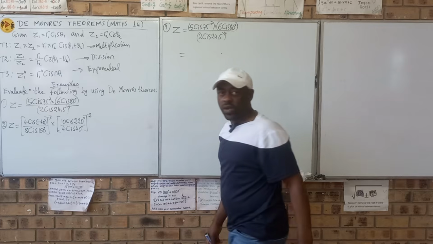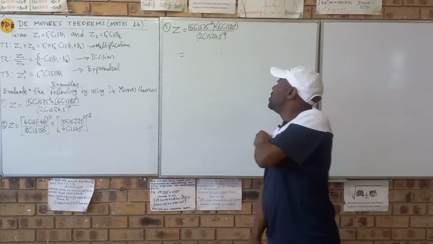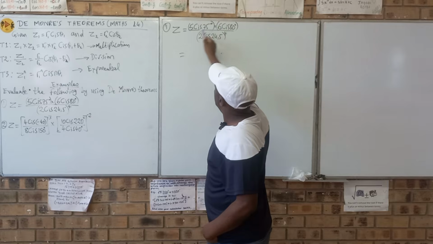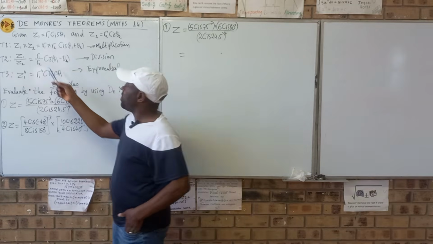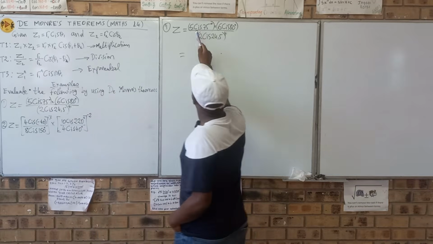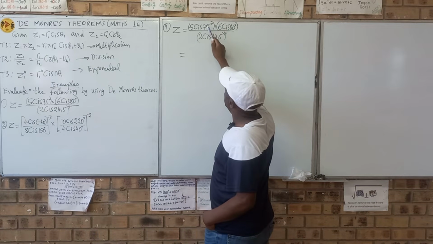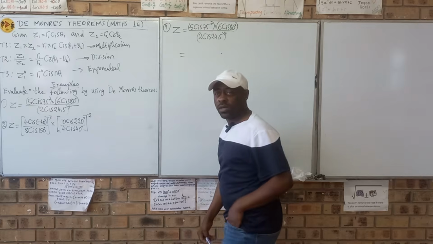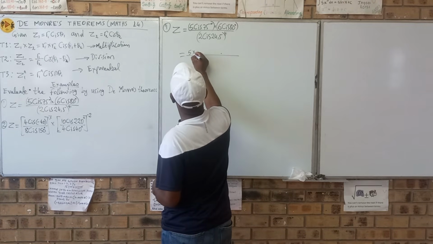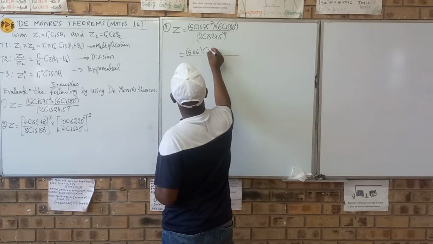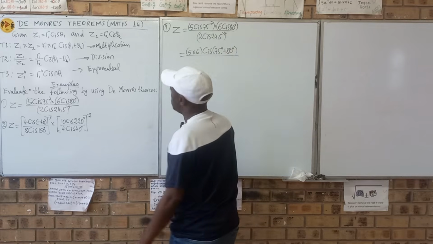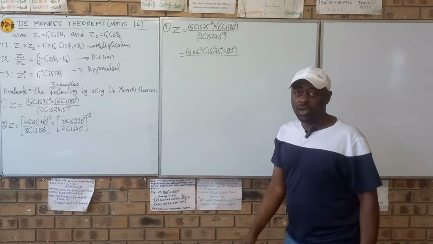If I have to simplify this using De Moivre's theorems, I realize that the numerator has multiplication. So multiplication means I'm applying the first theorem, multiplying the two. My R1 is 5, R2 is 6, theta 1 is 75, theta 2 is 80. If I apply the first theorem there, I'll be taking 5 times 6, and 75 plus 80.